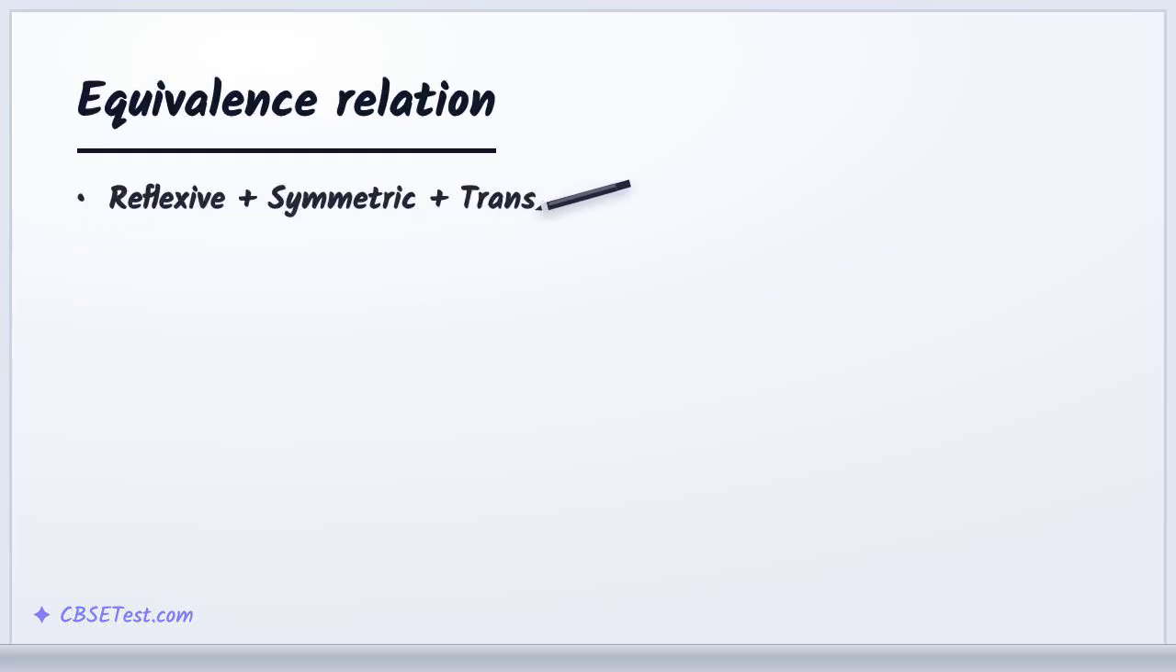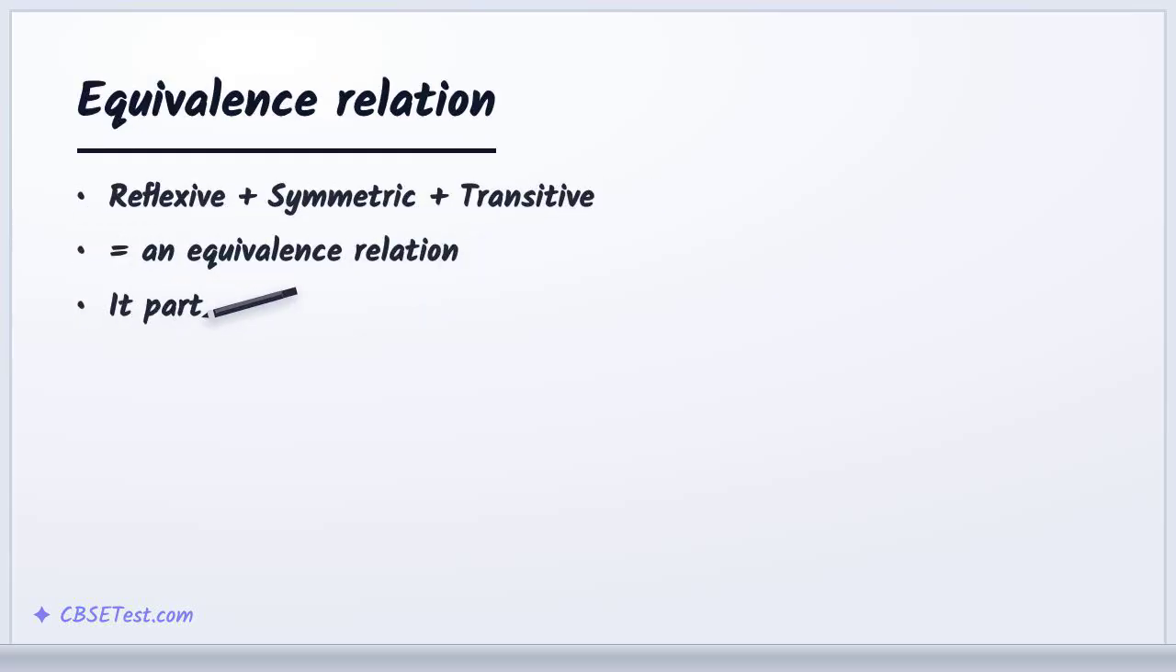A relation that is reflexive, symmetric, and transitive all at once is called an equivalence relation. It neatly splits the set into non-overlapping equivalence classes.